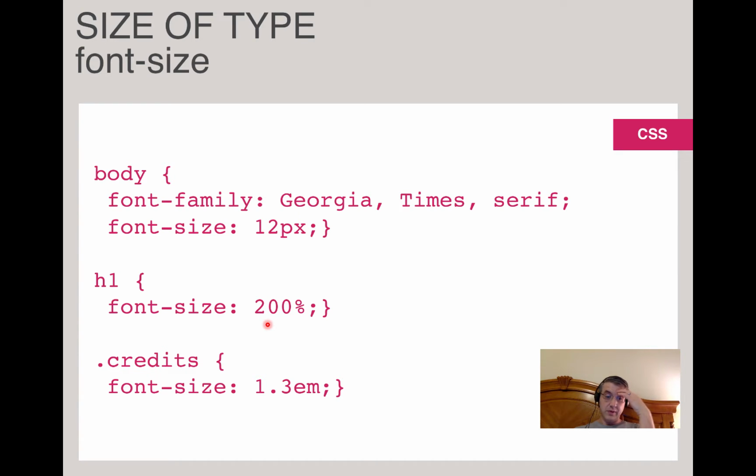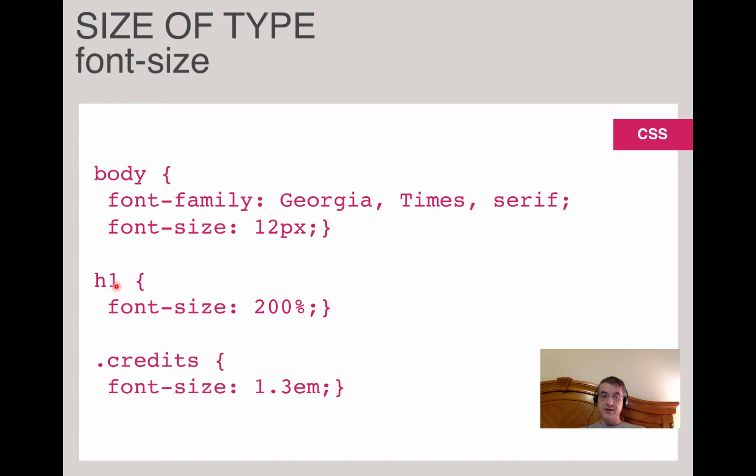The relativeness of this font size: most of the time for a browser, your default font size is going to be 16 pixels. So if I say that this H1 is 200%, that's going to make it 200% of the default font size. Now in this case, our font size is 12 pixels for the body.